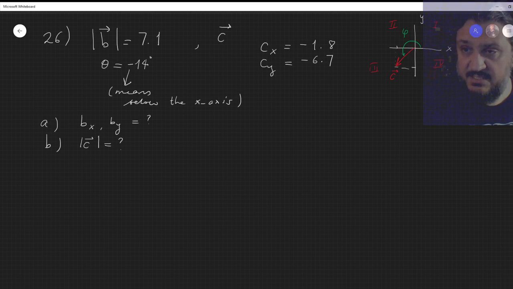So that's the second part. What is the magnitude of C? And also find phi. And there's the third part. The magnitude and direction of C plus B.